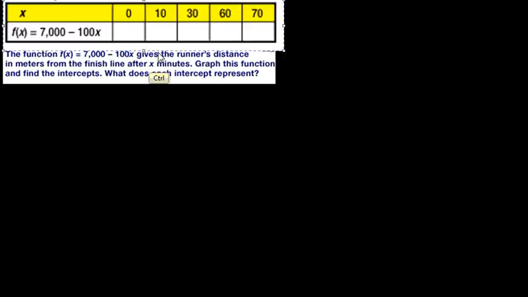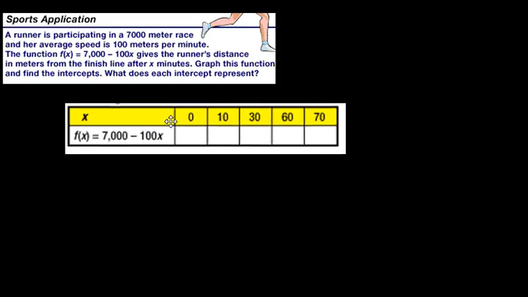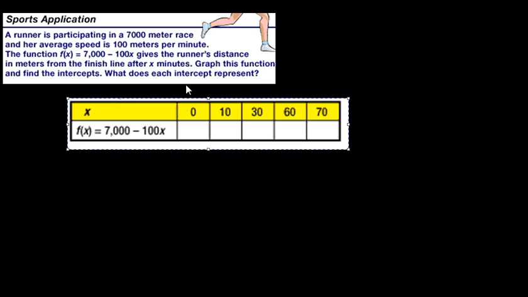To do this, I've set up a little table here where x equals 0, 10, 30, and these are actually in minutes. So I know that x is in minutes, and I'll write min for short for x. And again, as stated earlier, f of x equals 7,000 minus 100x is the distance.